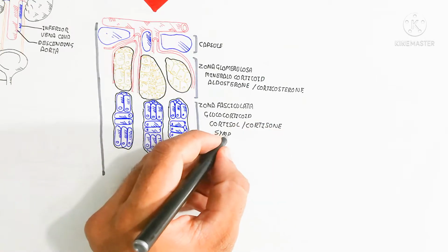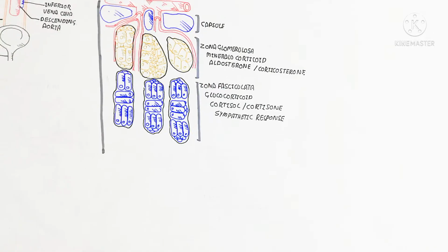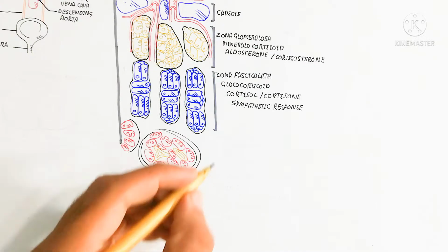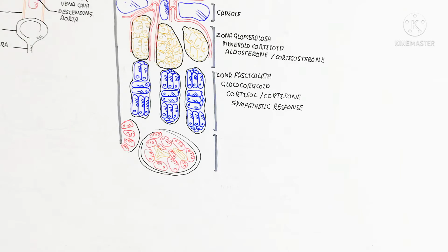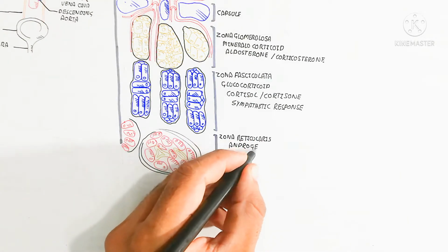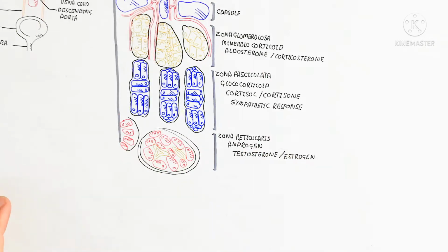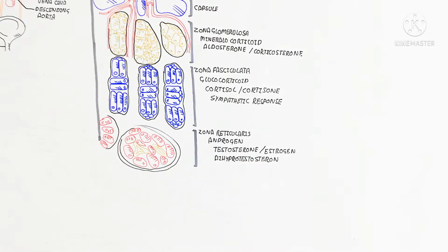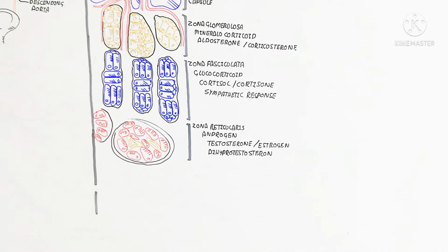and the zona fasciculata, which produces glucocorticoids, cortisol and cortisone, which are used for the sympathetic response. It means the fight or flight response is triggered by these hormones, known as glucocorticoid and cortisol. Here is the zona reticularis. The zona reticularis produces the androgen hormones, testosterone, estrogen and dihydrotestosterone, which are responsible for secondary sexual characteristics in males, and for libido in females.